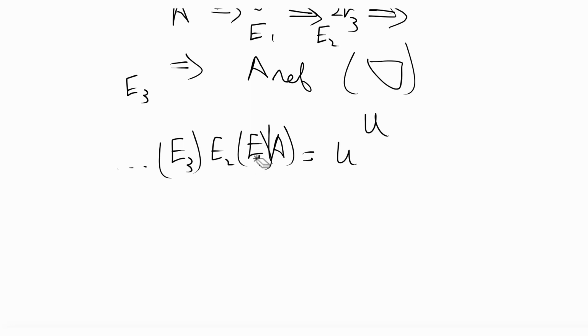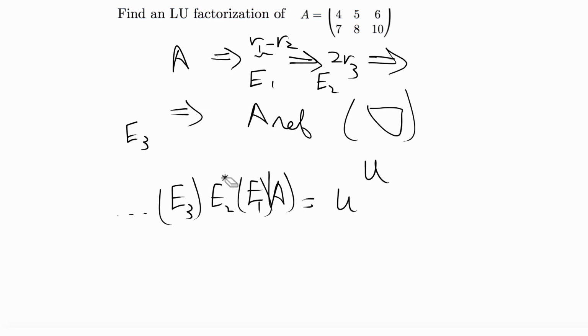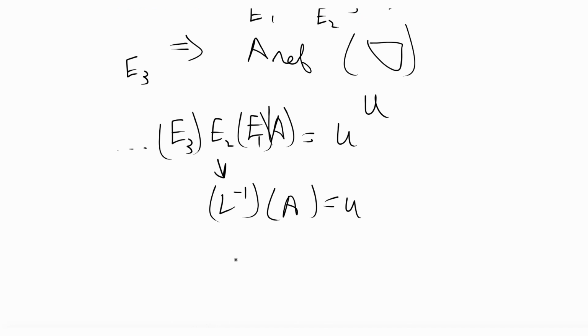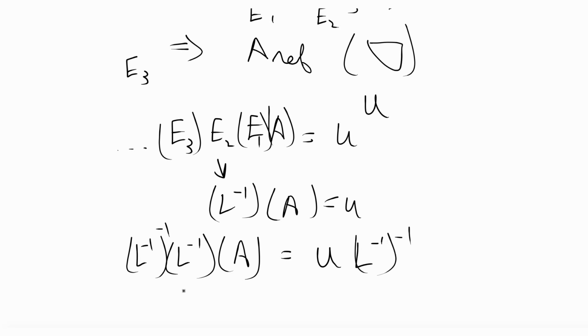So we know that we can take the inverse of each one of these matrices individually, and we can also take the inverse of the product, because that will also be an invertible matrix. So what we're going to do is call this, let's say, L inverse A equals U, and then we can take the inverse of L inverse on both sides, and that will give us L.